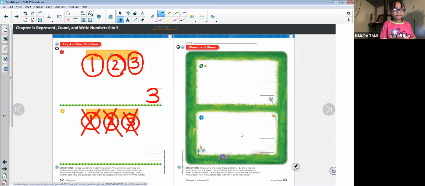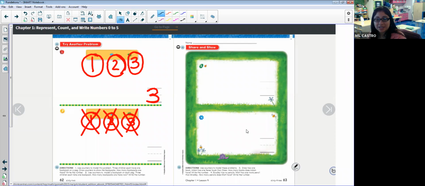None. 0. So when we have none, that means 0. When you don't have anything at all, that is 0. So on the line, boys and girls, you are going to write the number 0.